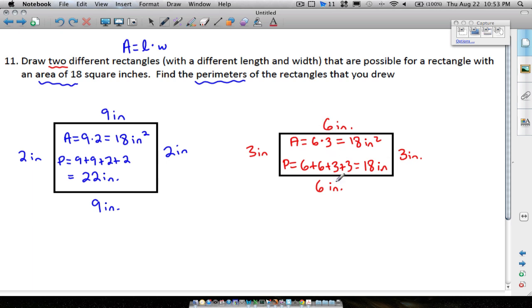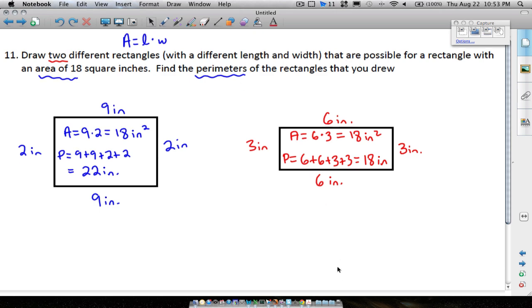So there you go. Two different rectangles. They have different lengths and widths, but they both have an area of 18 square inches, but notice the perimeters can be different. Back here we had a bigger perimeter than this one. Alright, and question number 12.